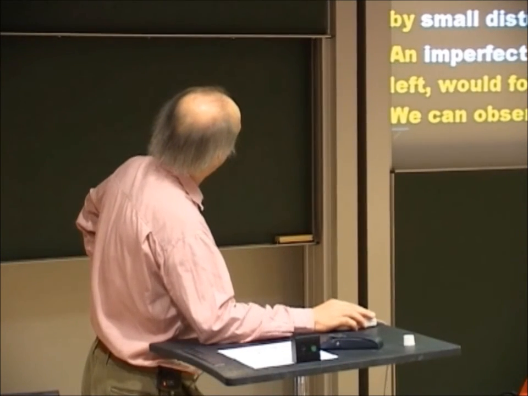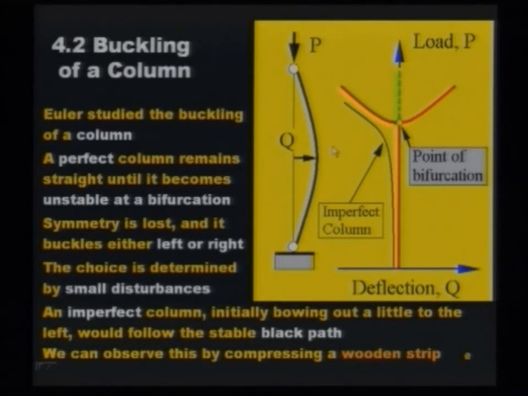So here's our column. We've got a load P on it, and the deflection is Q. If we plot load P against deflection Q, if we could make a perfect column, which of course we can't, we'd have this red stable path, which would become unstable at a certain critical load, and there'd be a point of bifurcation, and the deflected path would come out and it would be stable. So this is an example of symmetry breaking, and this is an example of what we call a pitchfork. If you think about it, the red shape looks a little bit like a pitchfork.